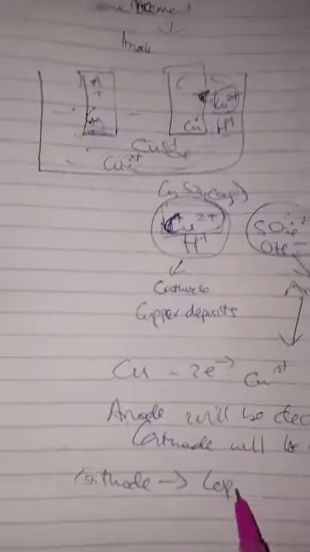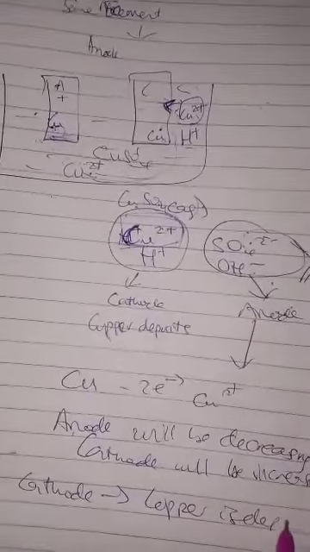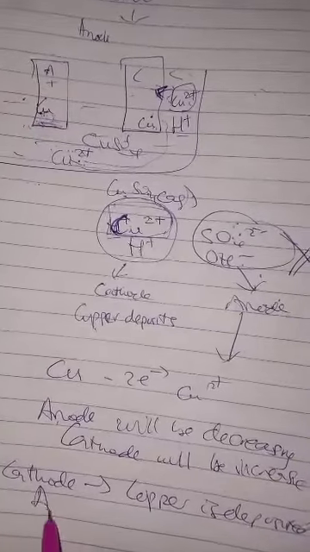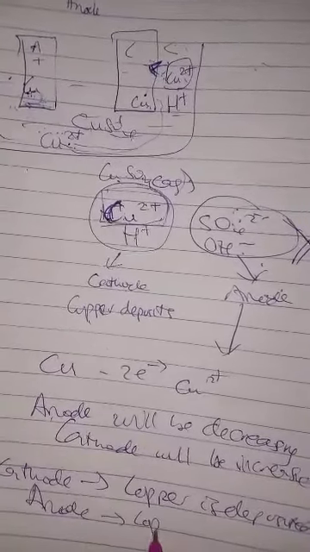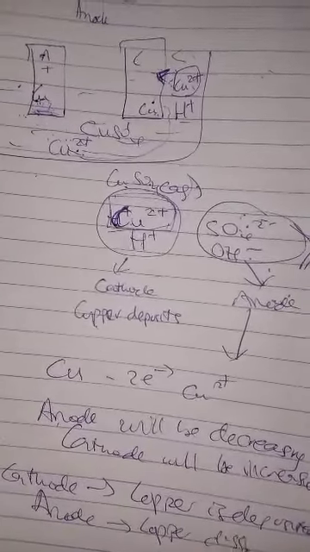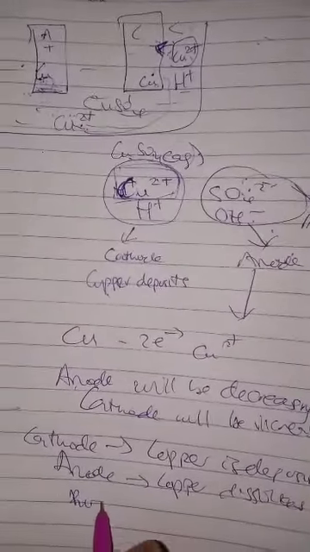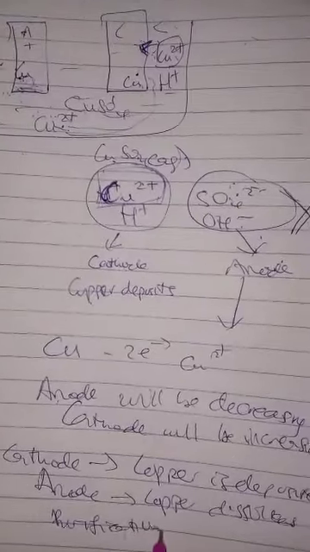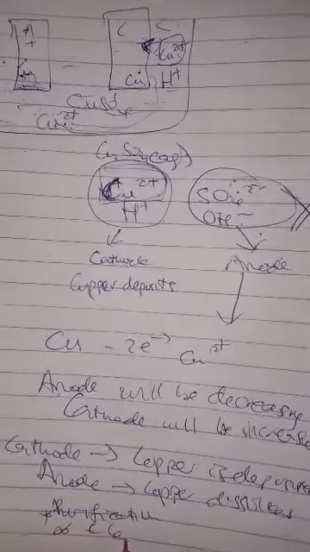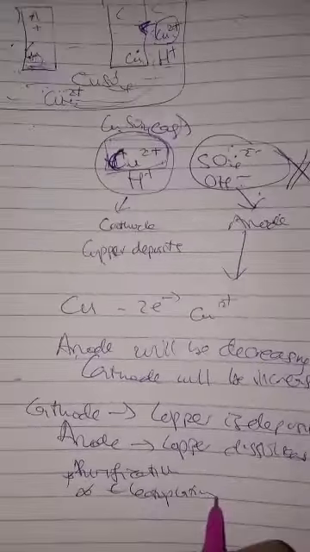Do you understand? So if they tell you what happens at the cathode: copper is deposited. What happens at the anode? Copper dissolves. We use this principle in purification. Then we use this principle in what? In electroplating. Let me start with electroplating first.